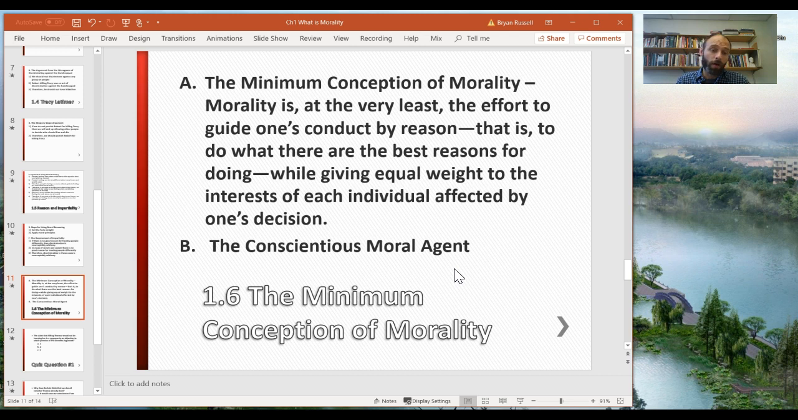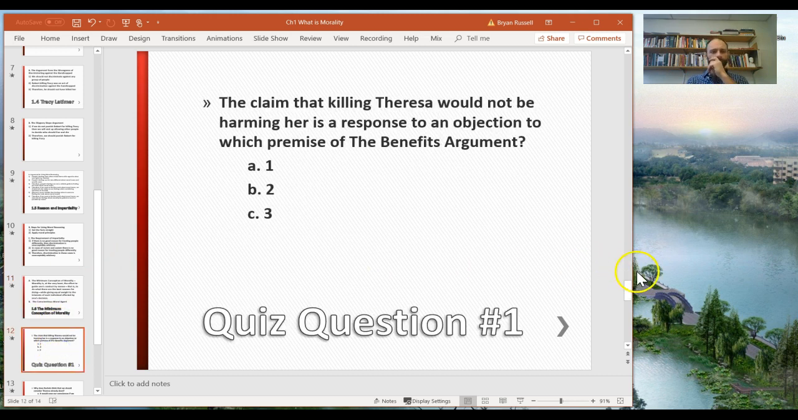But that's all of the lecture for today. For now, we'll go on to quiz questions. So the first quiz question. The claim that killing baby Teresa would not be harming her is a response to an objection to which premise of the benefits argument? Is it a response to an objection to premise 1? That would be, your answer would be A.